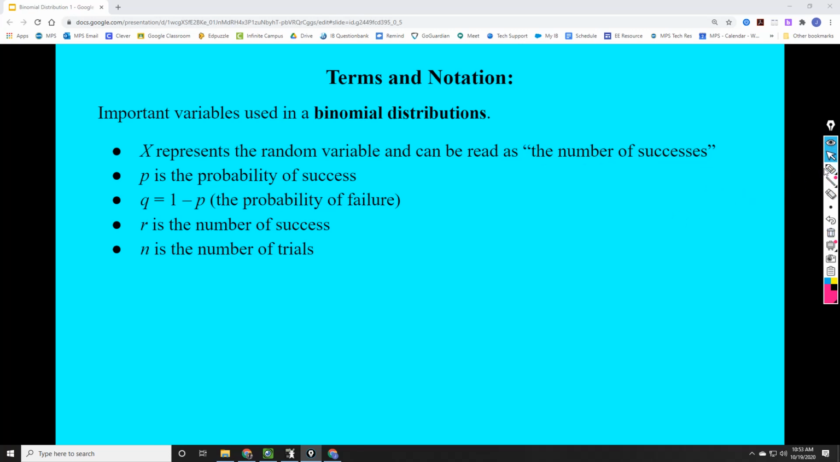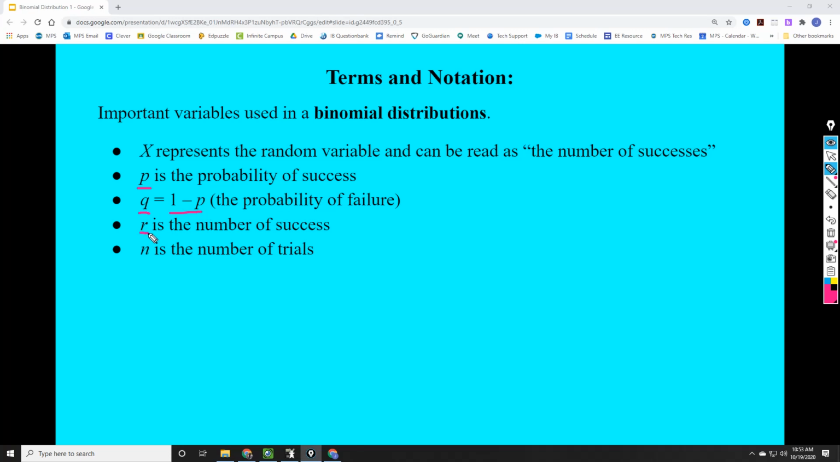P is the probability of success. Whenever you see P, it's a probability, so a number between 0 and 1, and it tells how likely it is to have a success on a single trial. Q is the complement of P, so P plus Q has to add up to 1. If you take 1 minus P, that tells us the probability of failure, the probability of getting the thing that we don't want.